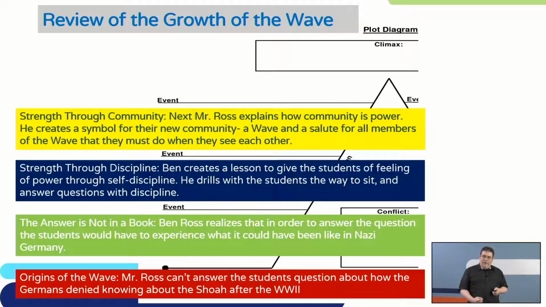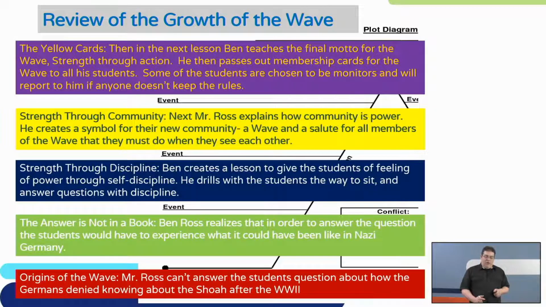Strength through community. Next, Mr. Ross explains how community is power. He creates a symbol for their new community, a wave, and a salute for all members of the wave that they must do when they see each other. So now he's creating a community where they have a symbol and a sign that they give to each other. And remember, the Nazis also had that. They had a symbol and a sign and a salute that they would say.